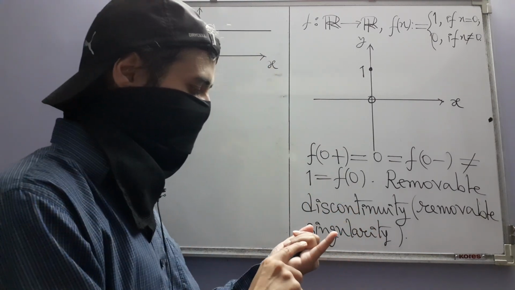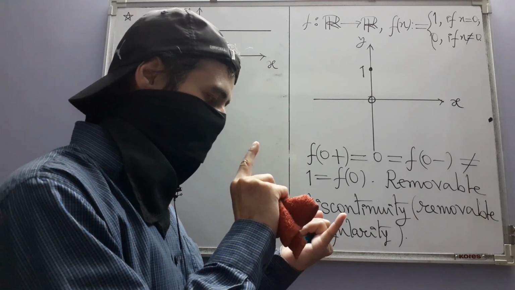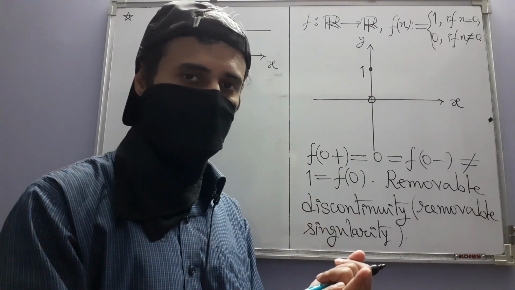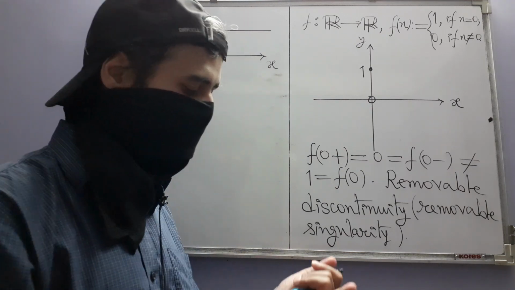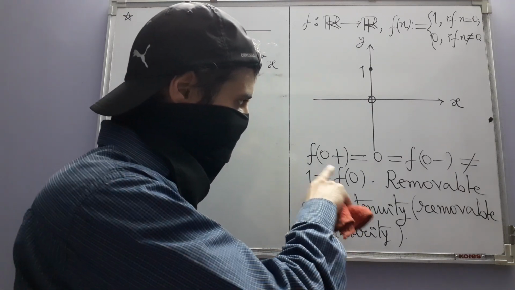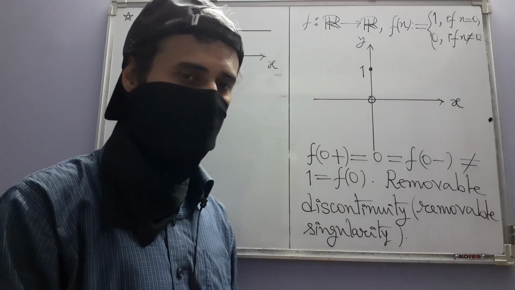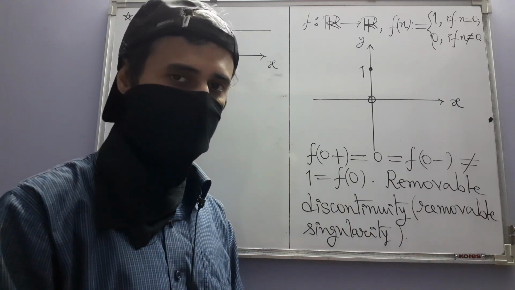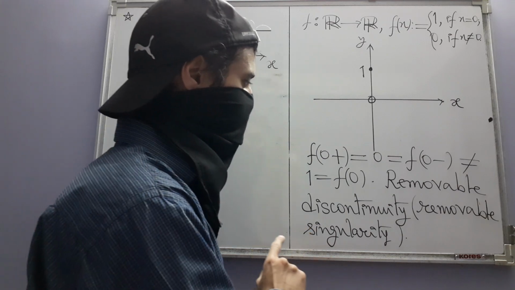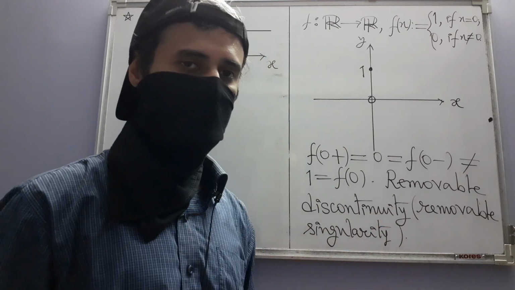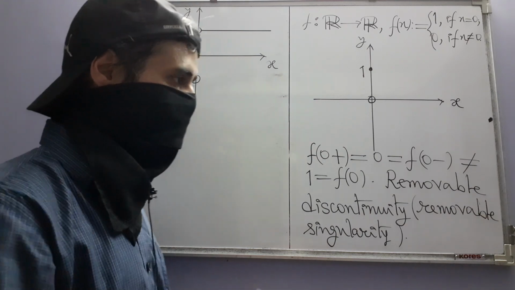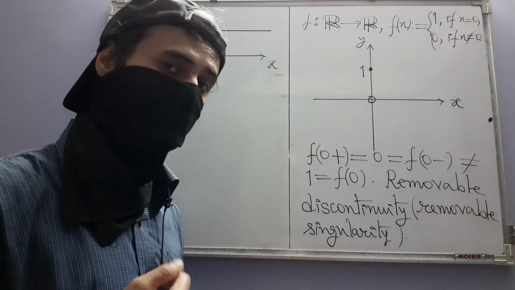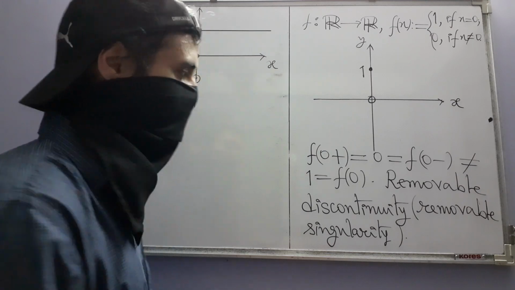Regarding discontinuity: the two-sided limits exist, but they are not equal. That is one kind, jump discontinuity. The two-sided limits exist and are equal, but they are not equal to the functional value at that point. Removable discontinuity or removable singularity. However, the two-sided limits themselves may fail to exist, so that is another case.